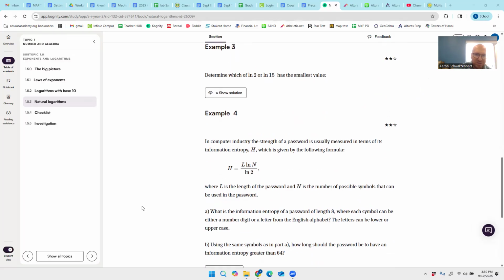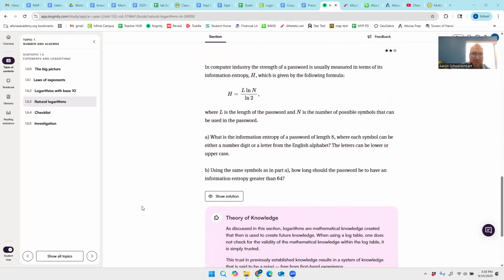So, in the computer industry, the strength of a password is usually measured in terms of its information entropy, H, which is given by the following formula. H equals L ln n over ln 2, where L is the length of the password and n is the number of possible symbols that can be used in the password. What is the information entropy for a password of length 8, where the symbols that can be used are either a number digit or a letter from the English alphabet? The letters can be lower or uppercase. So that means if they can be lower or uppercase, assuming that's different, that's 26 plus 26 plus 10, that's 62, I believe.